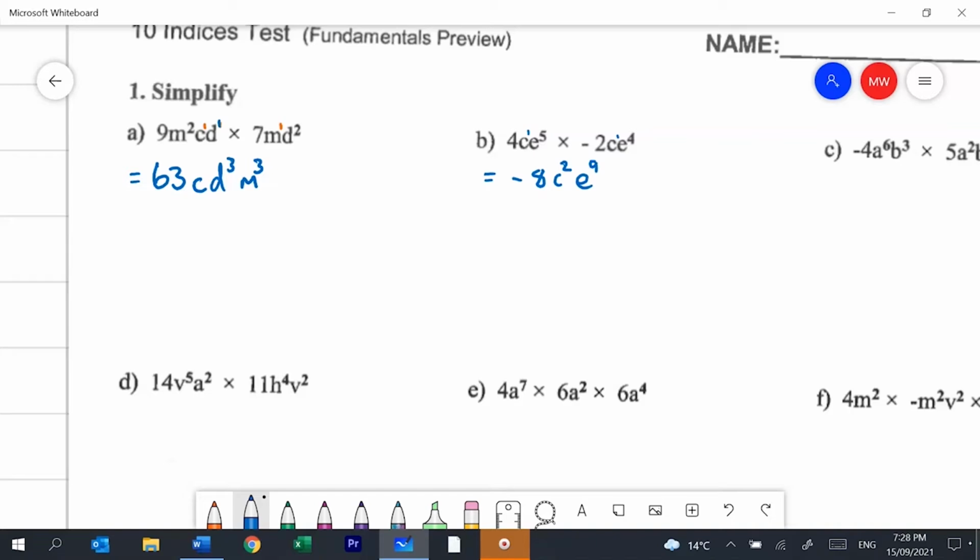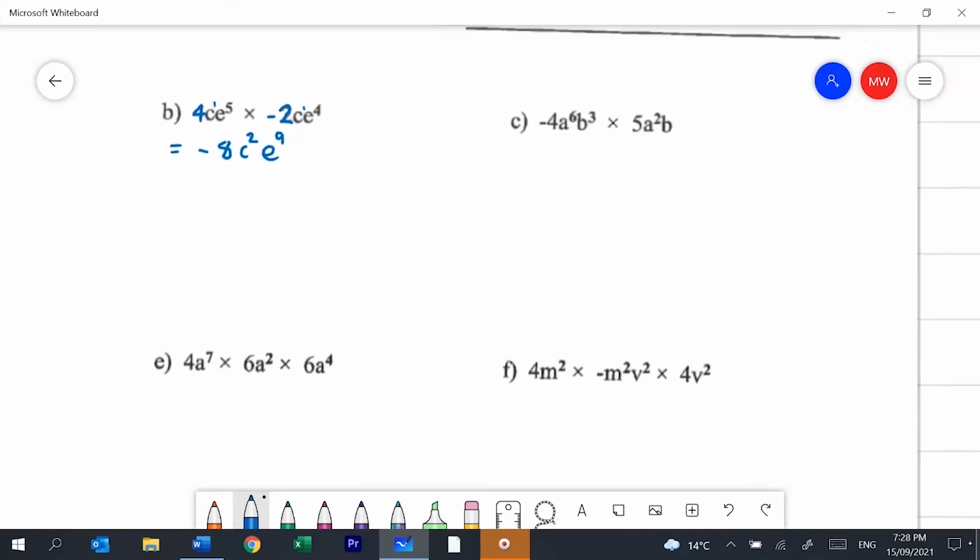Just don't get tripped up. This negative sign here has got nothing to do with the indices, okay? Nothing to do with the little numbers at the top. It only affects the coefficients, which are the numbers here in front, okay? So there's a -2 and there's a 4. That's what the negative's for. Nothing to do with the indices. Okay, C, we got a -4 times 5. That gives us -20. I've got A to the 6 and A to the 2, so that'll make A to the 8. But B to the 3 and B to the 1, so that will make B to the 4.